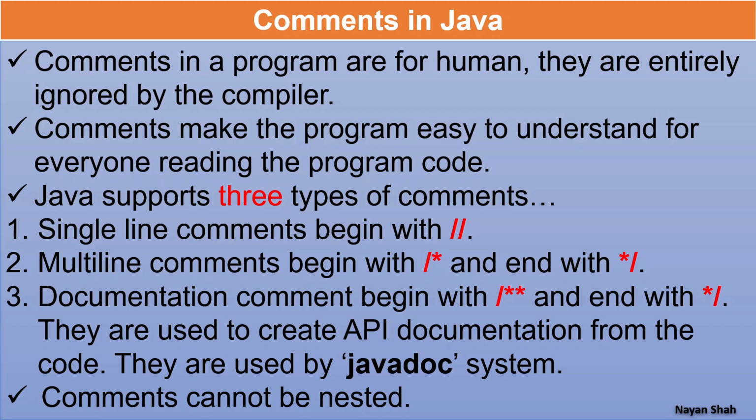Documentation comments are used to create API documentation from the code. Like if you want to create documentation of your program which you want to distribute to your client, then you can include those comments which you want in your API documentation. You should write them between slash double star and star slash. Another important thing is comments cannot be nested. So you cannot write a comment within another comment.